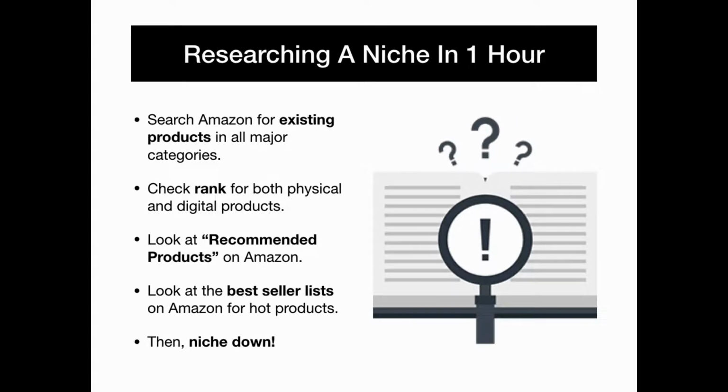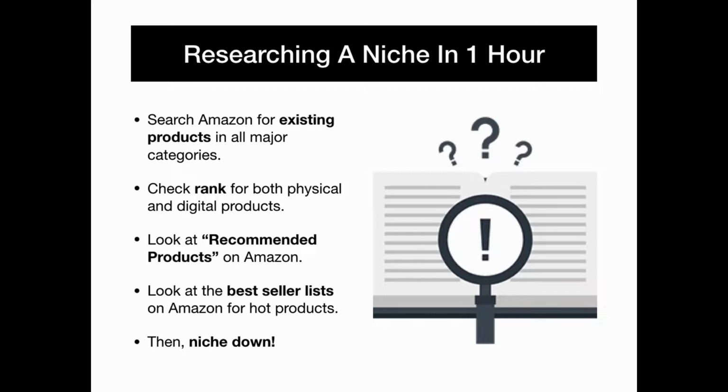Start by searching Amazon for existing products in all of the major categories. Check the rank for both physical and digital products. Then look at the recommended products on Amazon to uncover additional products worth promoting. And look at the best-selling lists on Amazon for hot, trending products. Then it's time to niche down.